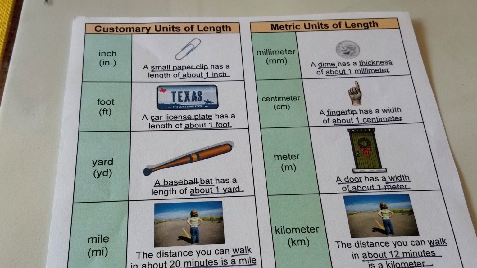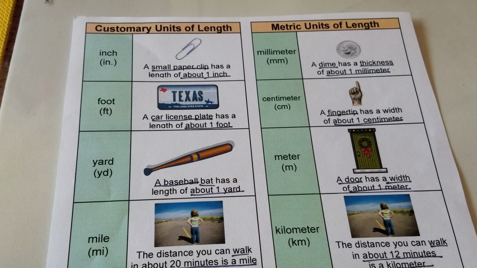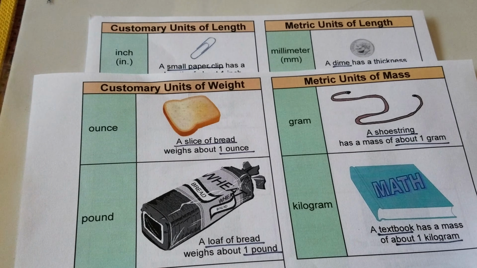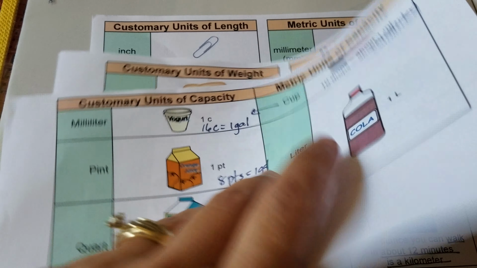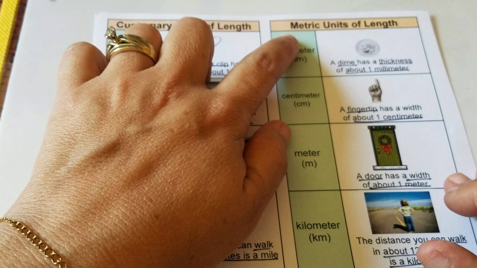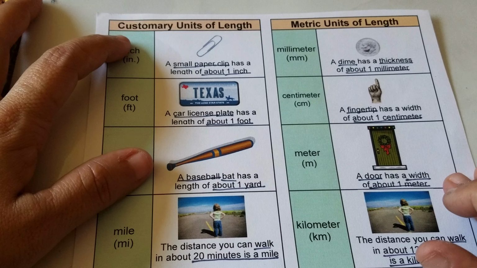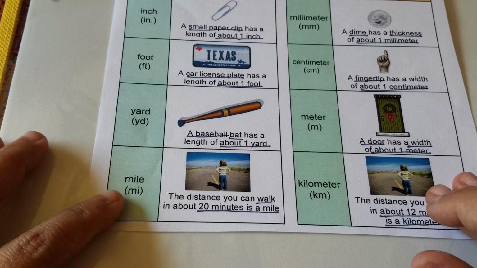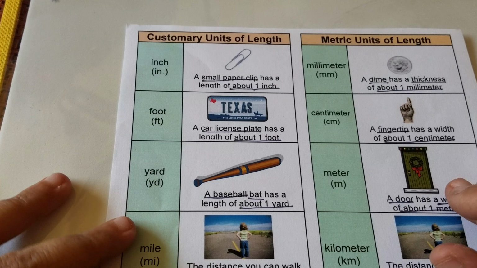Hello. Today we're going to review different sizes. We're going to start with length, then we're going to go with weight and mass, and then we're going to go to capacity. So let's get started. So length, we have customary units, we have metric units. We're going to start with inches, that is the smallest one, and the mile is the biggest one. So we're going to start with inches.